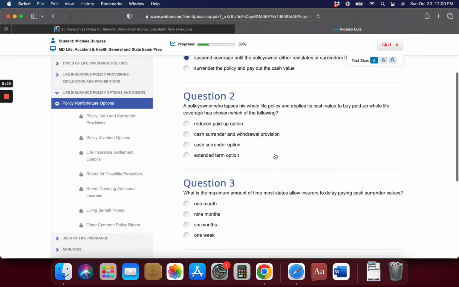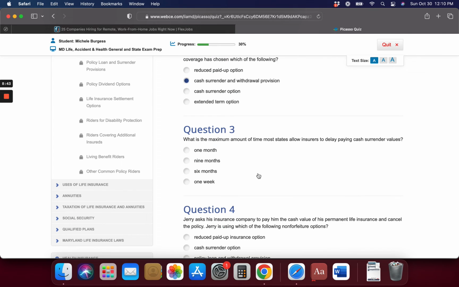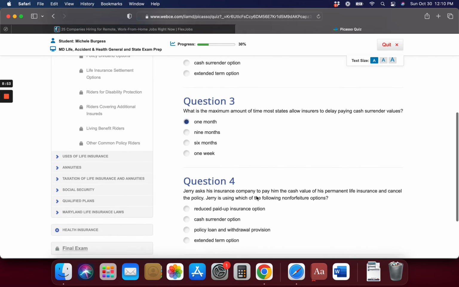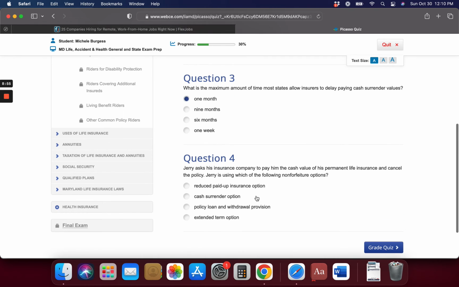All right, a policy owner who lapses his whole life insurance policy and applies its cash value to pay up a whole life of coverage has chosen which of the following? Cash surrender. What is the maximum amount of time most states allow insurers to delay paying cash surrender values? 1 month. Might be 6 months. 6 months is my second choice.